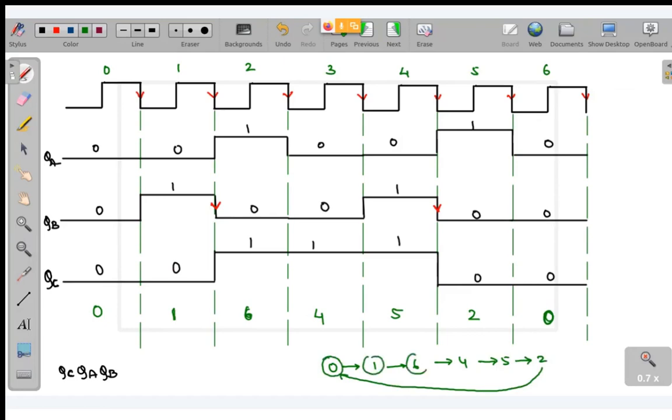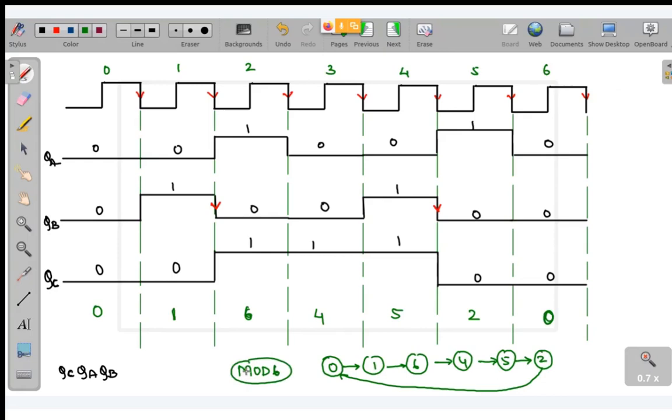Now how did I know that within 7 clock pulses I will be getting a repeated state? Or basically, what is the mod of this flip-flop? Raju, did you understand the QC part? Okay, so what is the mod of this flip-flop? How many unique states are over here? 6. So obviously this is a mod 6 counter. Okay, mod 6 counter. Fine.